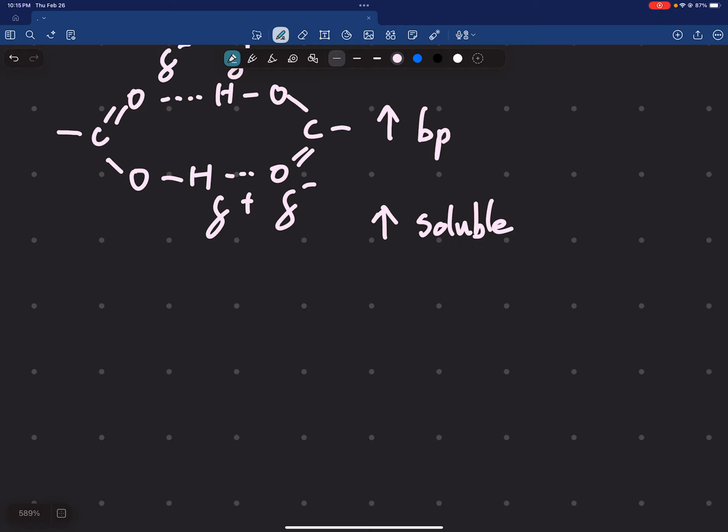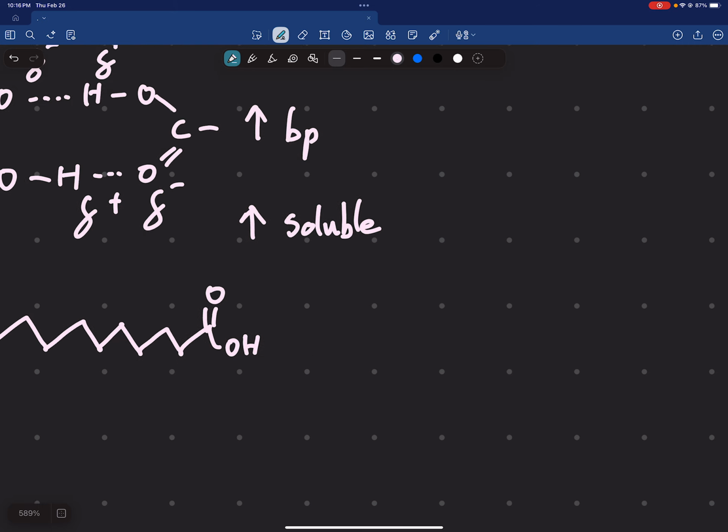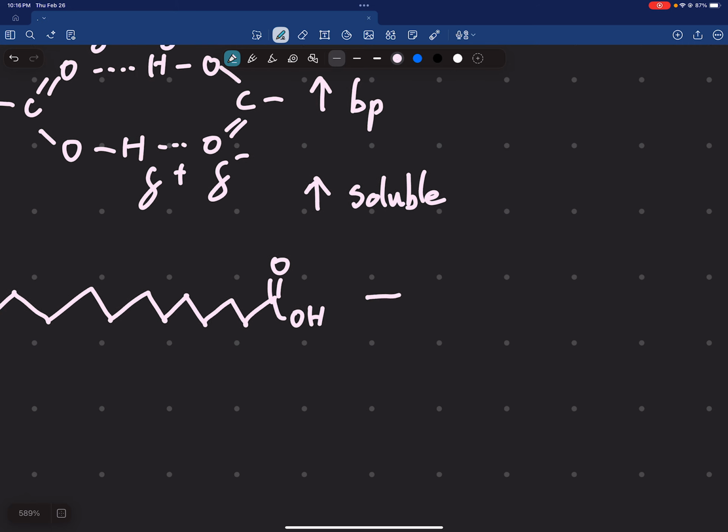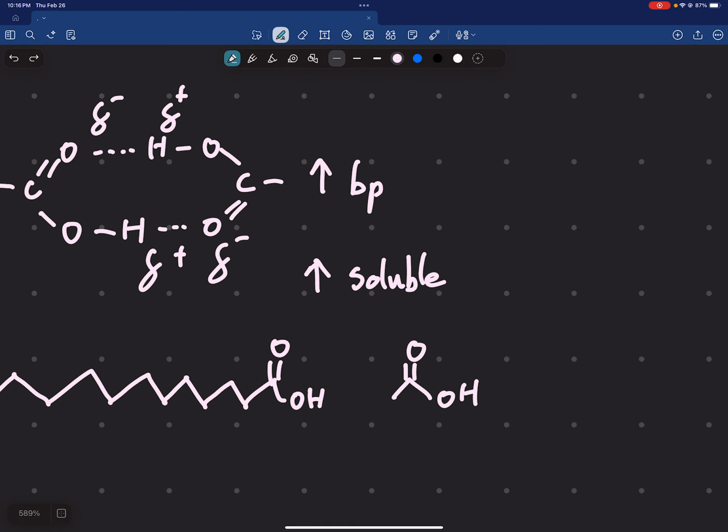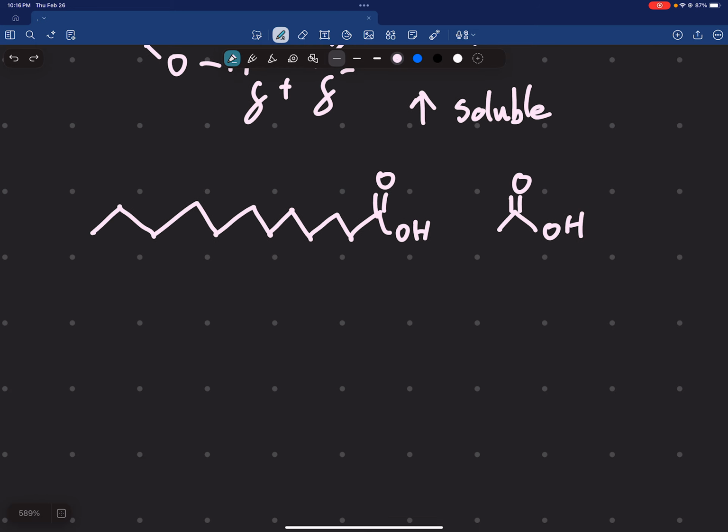So if we had a very long hydrocarbon chain, like something like this, this will not be as soluble in water compared to if we had just something like this, which is what we have up here. Liquid carboxylic acids, from propanoic acid to decanoic acid, have very foul odors. They smell very bad.